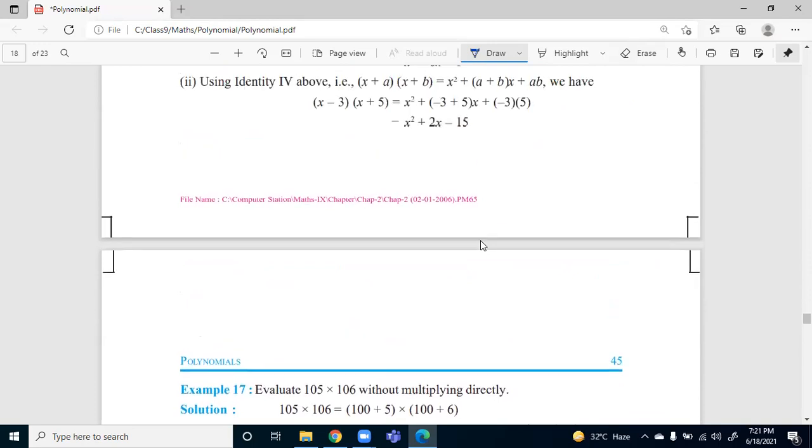Okay, so let's try 105 into 106 without multiplying directly. See, the question is very easy. How is it easy? We will break 105 into 100 plus 5, and 106 into 100 plus 6. So what is this identity? Is it similar to any one? Fourth identity. You are correct, Leona. Very good.